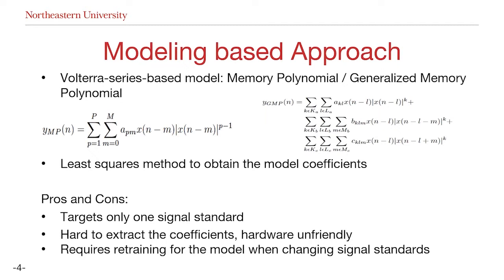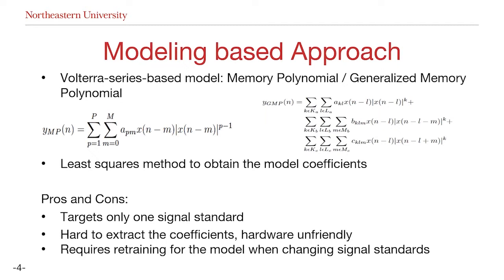However, the most used models in DPD design are actually variants of the Volterra series, for example, the memory polynomial model or the generalized memory polynomial model. They have reduced complexity but with similar performance compared to the Volterra series.